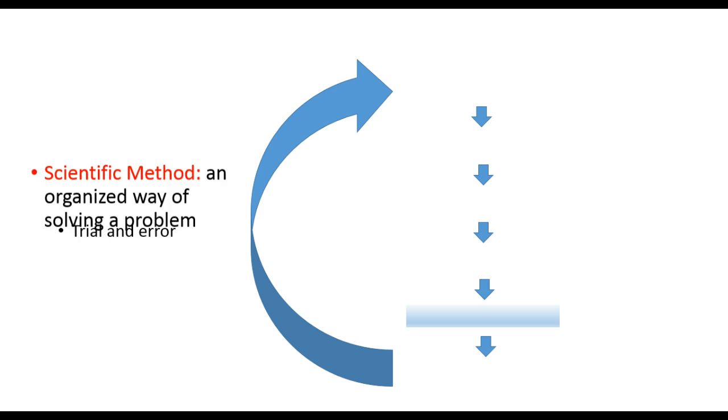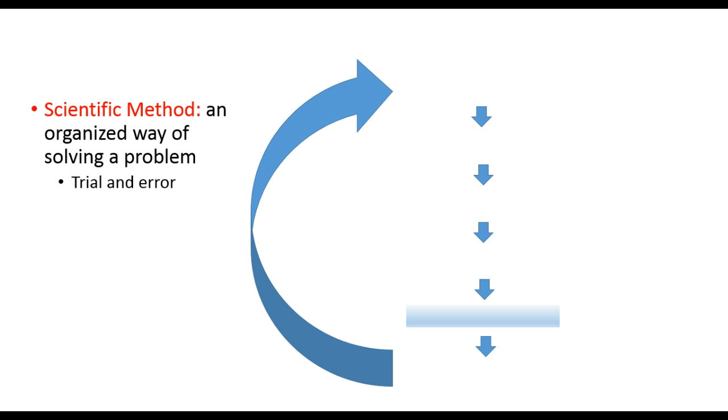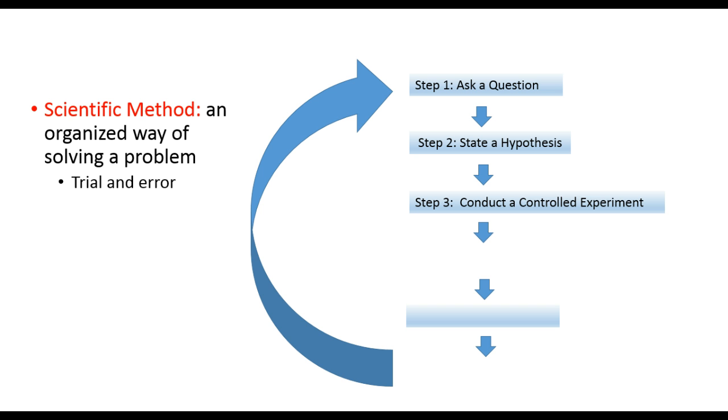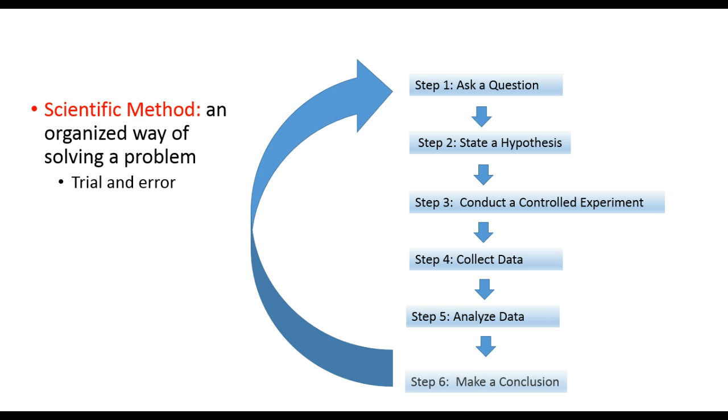Now we're going to talk a little bit about the scientific method, which is an organized way of solving a problem. This is really nothing different than trial and error. There are several steps that make up the scientific method. The first step is to ask a question, followed by state a hypothesis, conduct a controlled experiment, collect data, analyze data, and make a conclusion.